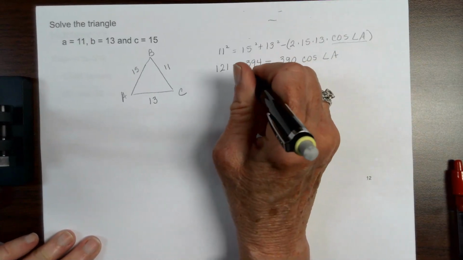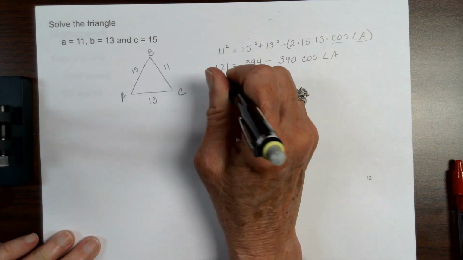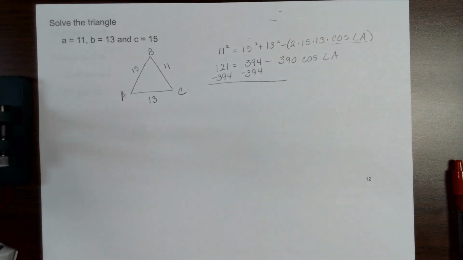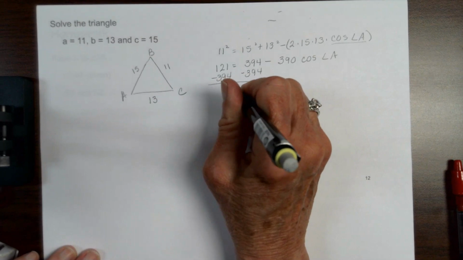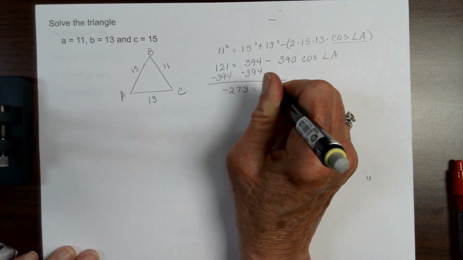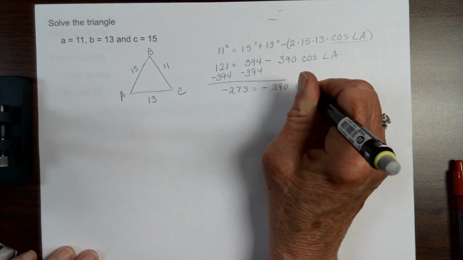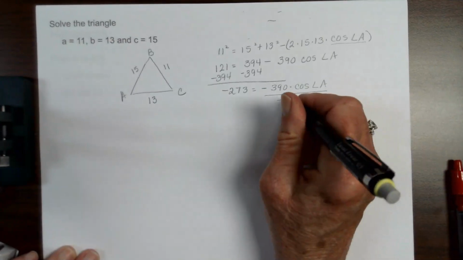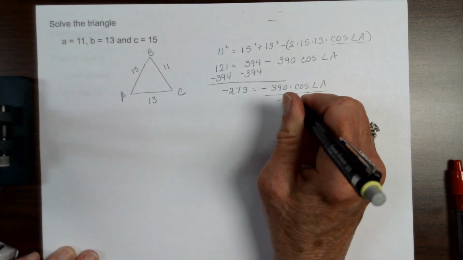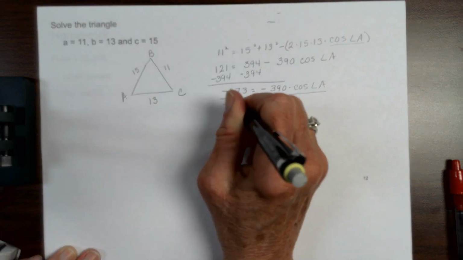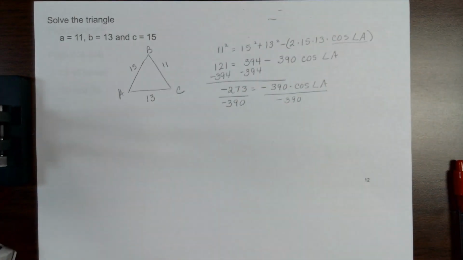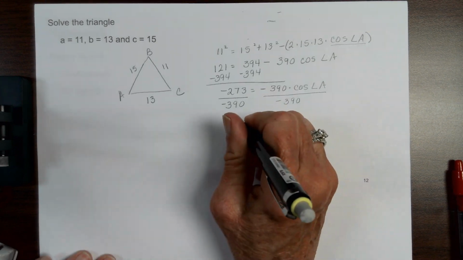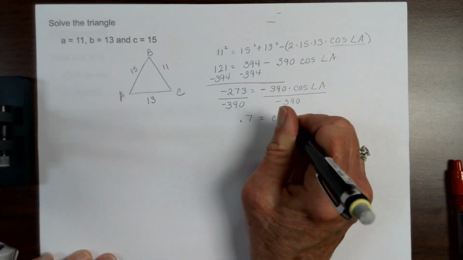First thing I have to do is subtract 394 from both sides. Okay, so 121 minus 394 is going to give me 273 is equal to negative 390 times the cosine of angle A. Notice that's multiplied by that, so the way that I get rid of it is I divide it. What I do to one side, I have to do the other side. So 273 divided by negative 390 is going to give me 0.7 equals the cosine of angle A.